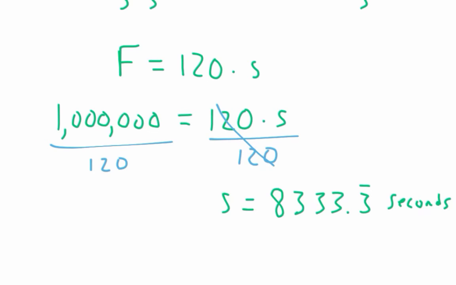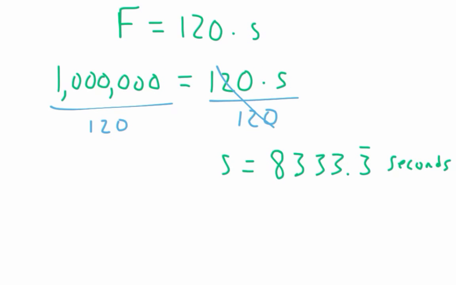Here's a second way. Honestly, I like the second way more, but I can see where this first way is going to be better, especially if you need to do a whole bunch of questions. How long for 1,000,000 frames? How long for 1,000,000,000 frames? How long for 1,000,000,000,000 frames? How long for 72 frames? Then it'd be nice to just have an equation like this, F equals 120S, especially if you take and solve that for S. But here's the other way.